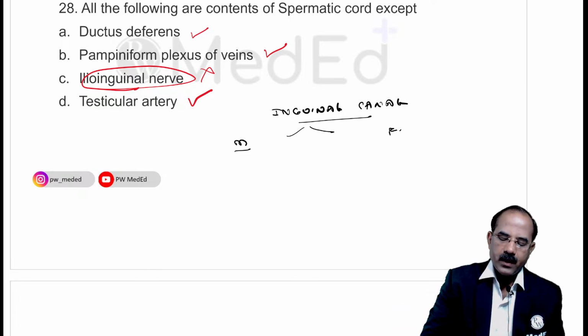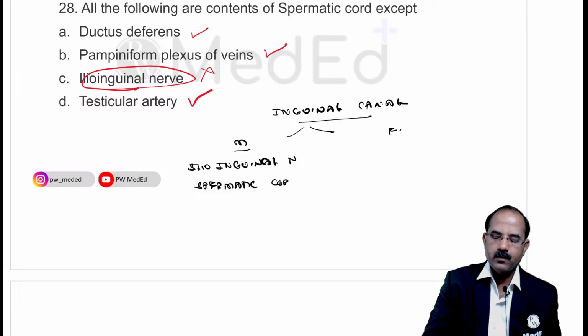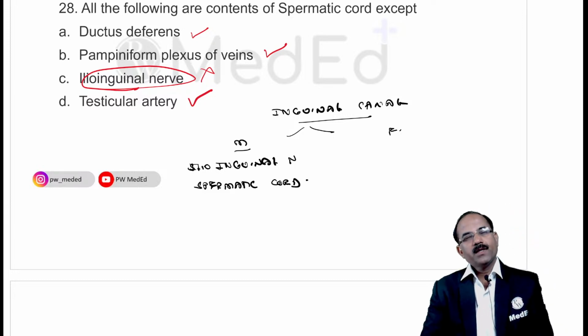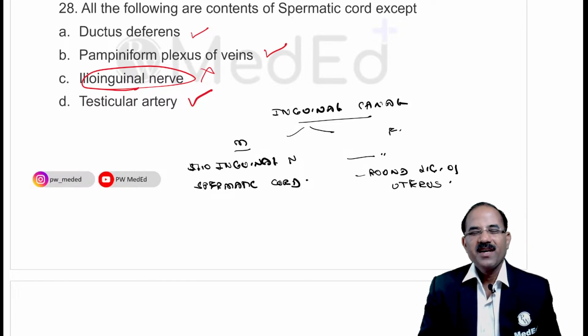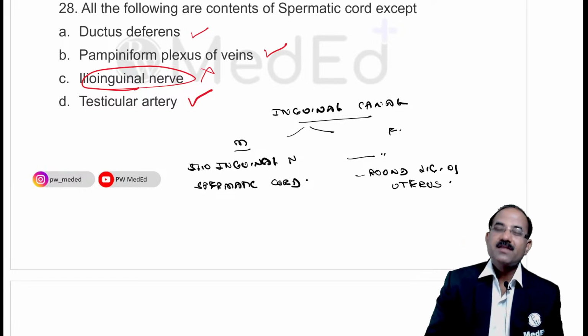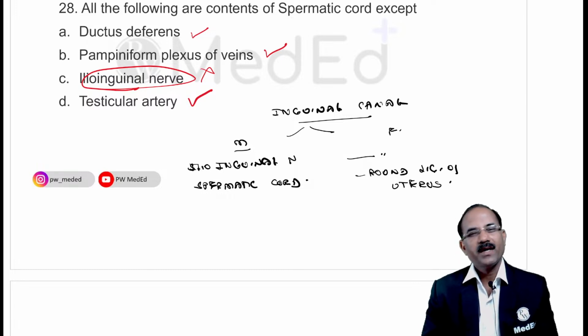In males, it's the spermatic cord and the ilioinguinal nerve. In females, it's the ilioinguinal nerve and the round ligament of uterus. Okay? So contents of inguinal canal in males: spermatic cord. In females: the round ligament of uterus with ilioinguinal nerve.